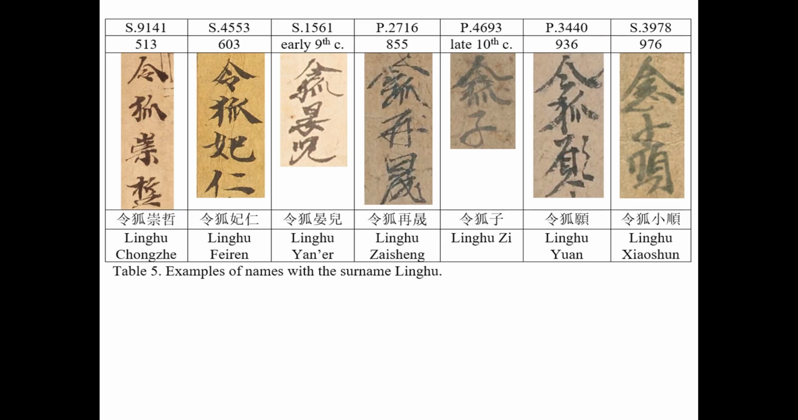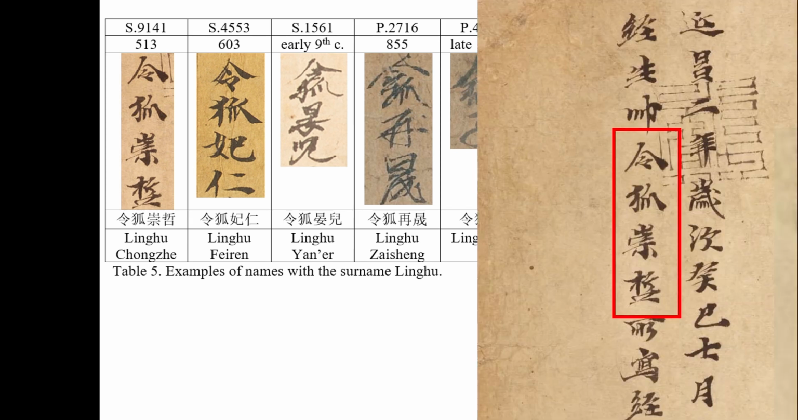And finally, I also wanted to mention that there is this way of writing certain names. So one example is the surname Linghu, which is a double surname consisting of two characters. And this surname appears in Dunhuang quite frequently from early on. You can see the dates here. So this is from the beginning of the 6th century. And this person is Linghu Chongzhe. He's overseeing the copying of sutras. And his name is written in a normal way.